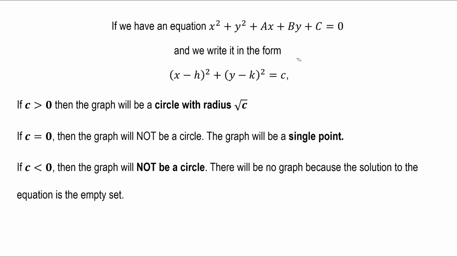And so basically, here's the bottom line on this. If we have an equation x squared plus y squared plus ax plus by plus c equals 0, and we write it in the form x minus h quantity squared plus y minus k quantity squared equals c, if c is greater than 0, which is what we've been seeing so far, the graph will be a circle with radius square root of c. If c is 0, then the graph will not be a circle. The graph will be a single point. If c is less than 0, then the graph will not be a circle. There will be no graph because the solution to the equation is the empty set.